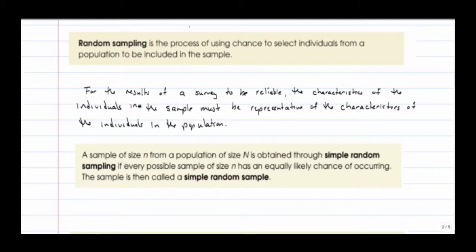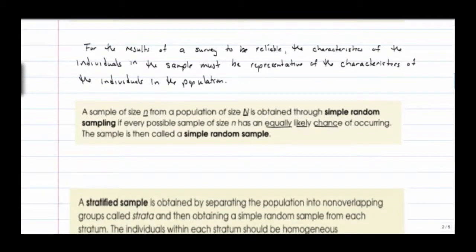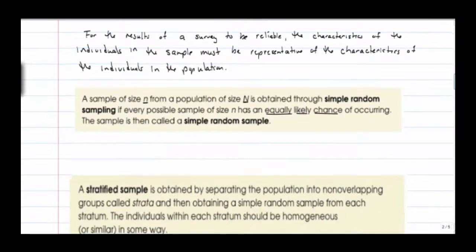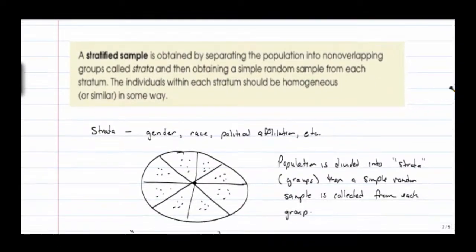Okay, so in a random sample, a sample of size n from the population of size N, so this is a lowercase n for the sample size, uppercase N for the population size, is obtained through simple random sampling. If every possible sample of size n has an equally likely chance of occurring, the sample is called a simple random sample. Now, because you hear the words random sample doesn't necessarily mean that we're dealing with a simple random sample. Okay, so let's move on and look at some others and I'll explain that.